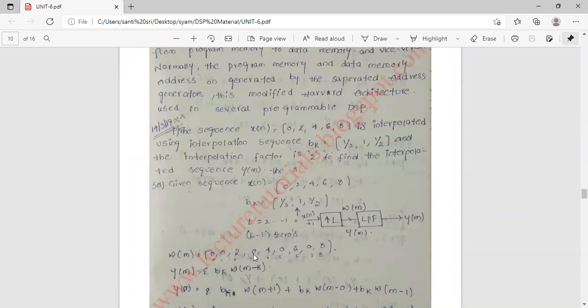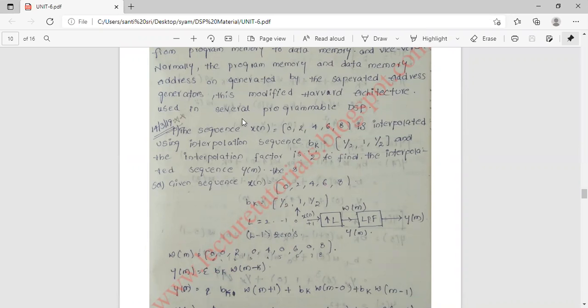Next, the sequence x of n. Next, we will do the small problem. So that is about the explanation of hardware architecture and modified hardware architecture. Okay. Next, we will go for this simple problem.